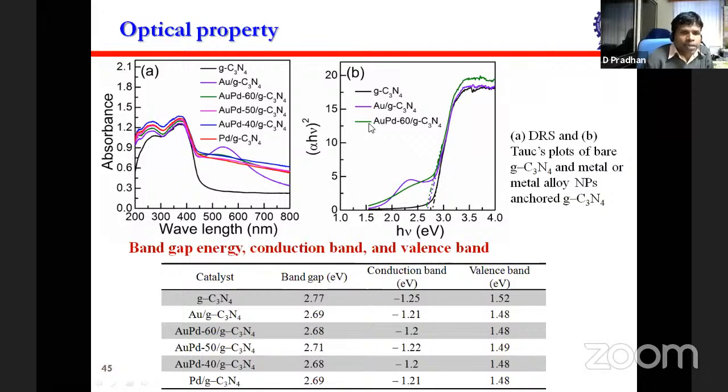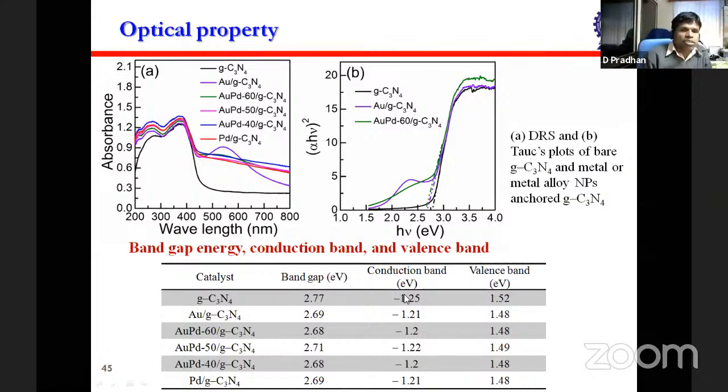And then the band gap, etc., was calculated. From the band gap and XPS and other kinds of studies, we have estimated their conduction band position and valence band position, which are found to be in the range required for the water splitting reaction.